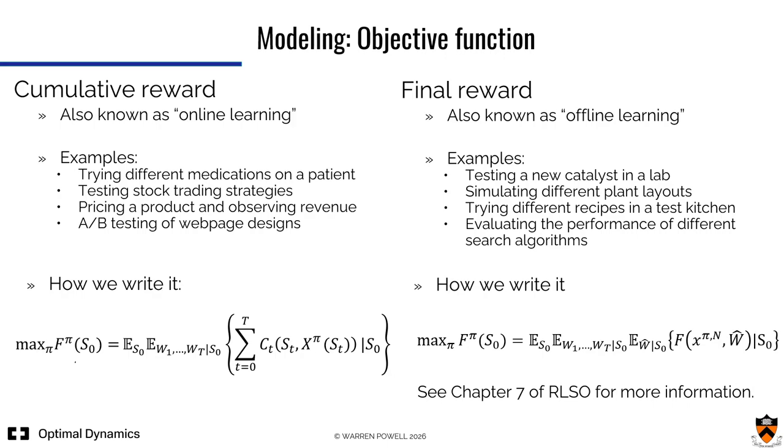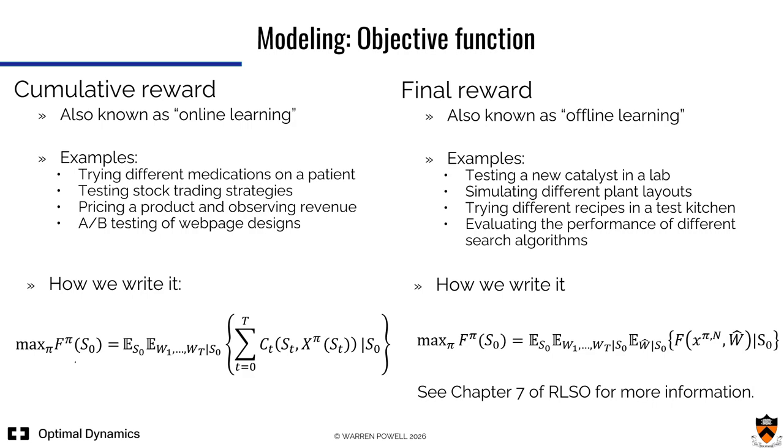But there's also a final reward version where I'm running experiments either in an algorithm or in a lab where I have to do a bunch of experiments. I don't actually care how well I do along the way. I only care how well I do at the end. So I have this variable lowercase x because it's an actual decision, superscript pi because it's determined by whatever search algorithm I'm using, which is a policy. I have that comma capital N because I have a budget and I can run so many iterations, but then at some point I have to stop.